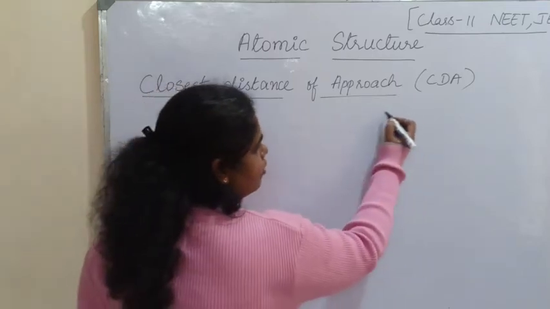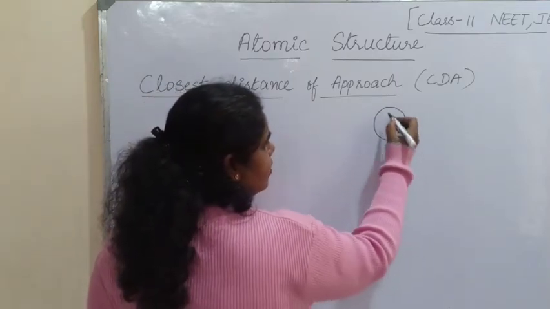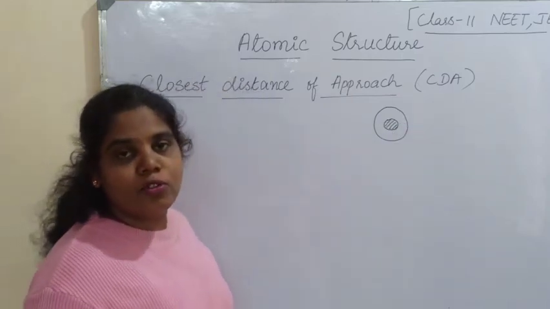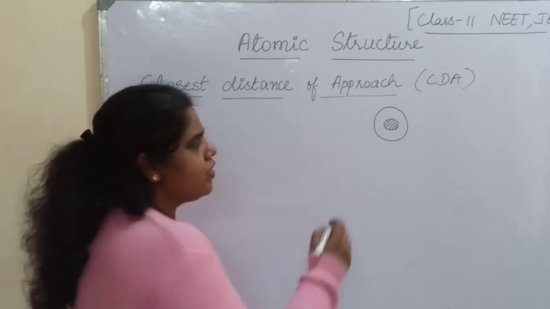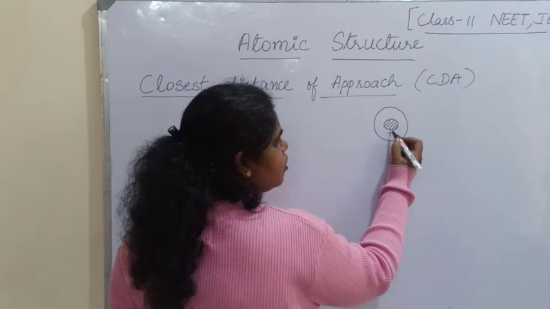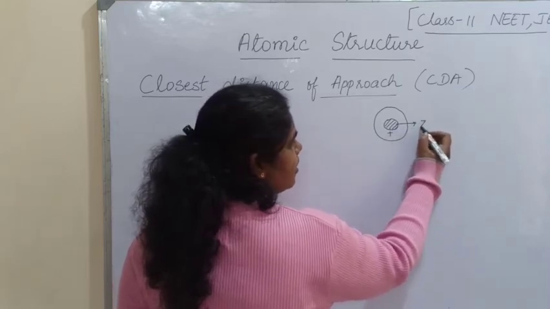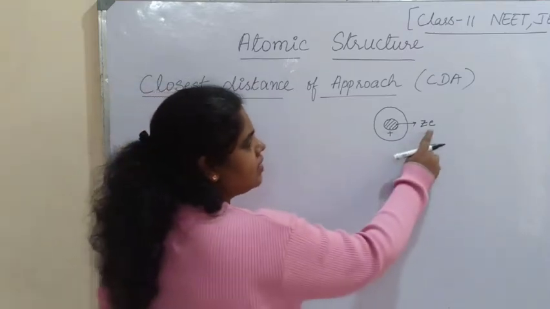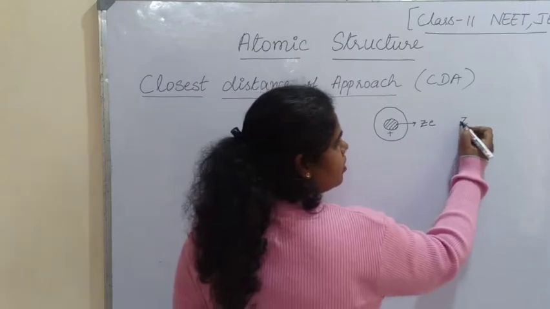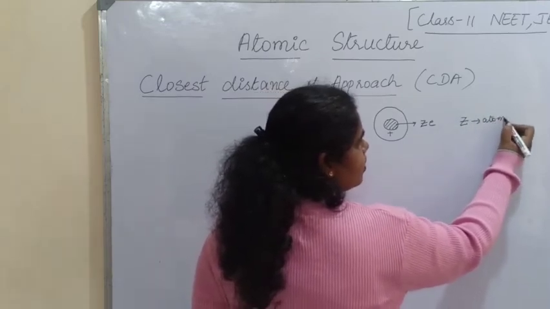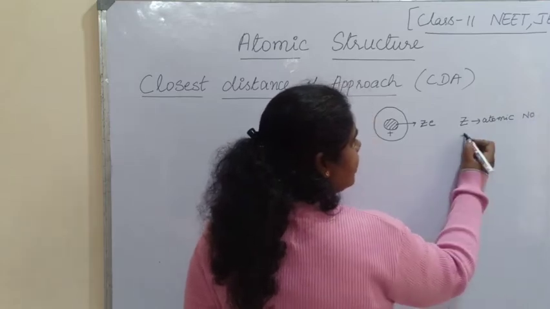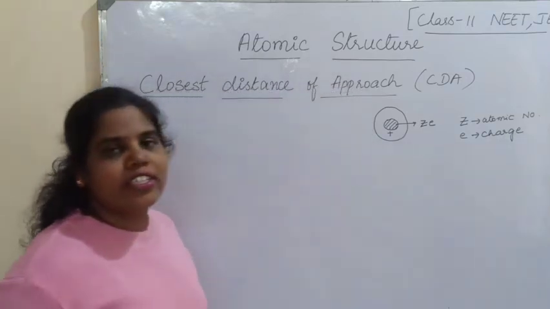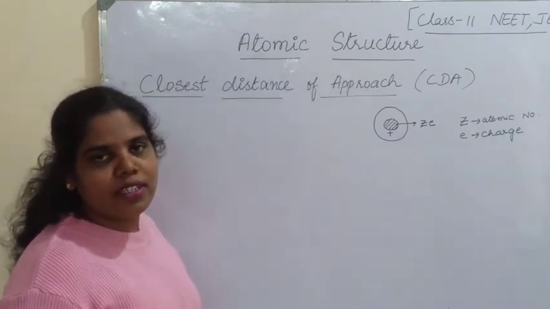Students, consider an atom. Here we have an atom and this is the nucleus. What is the charge of the nucleus? You know that the nucleus is positively charged. So let us take the charge on it as Ze. What is Z? Z is the atomic number and e is the charge, due to the presence of protons in the nucleus.